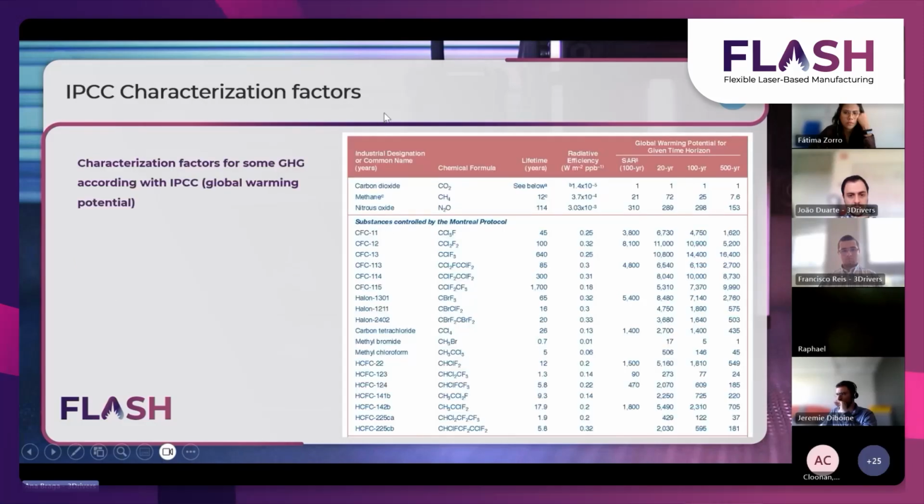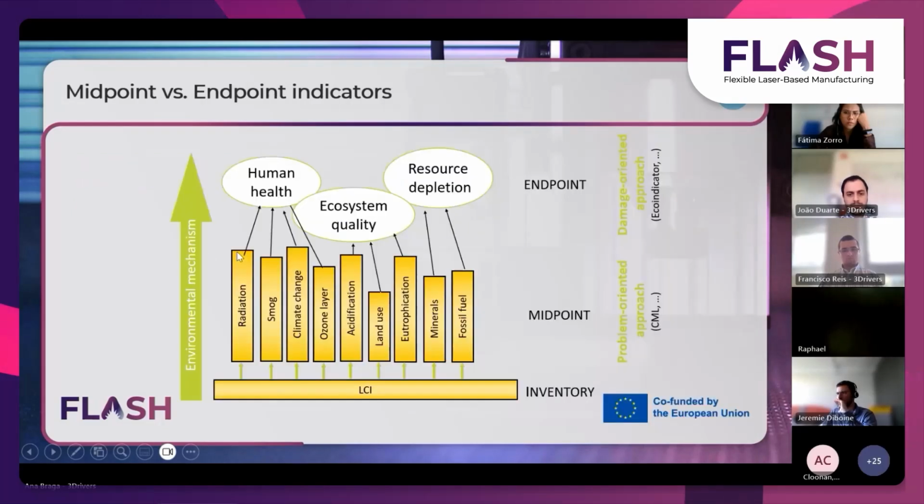And here we have the example of the IPCC characterization factors for some greenhouse gases. And yes, this is what we have been talking about a little bit. So we have the inventory and also some midpoint impact categories that will have an impact in the endpoint categories that are these three: human health, ecosystem quality, resource use, or depletion.